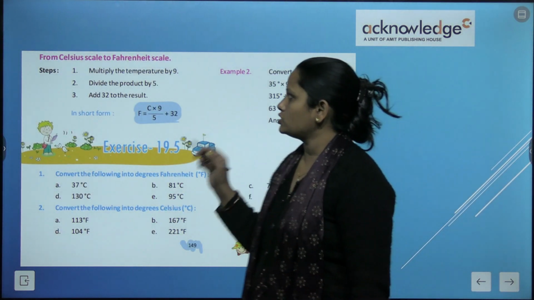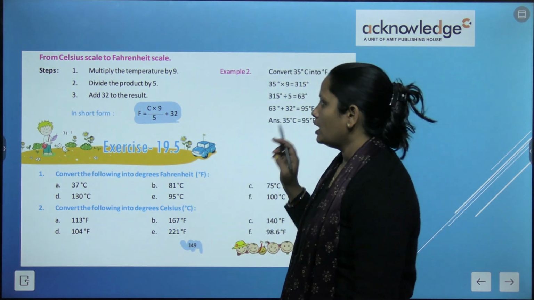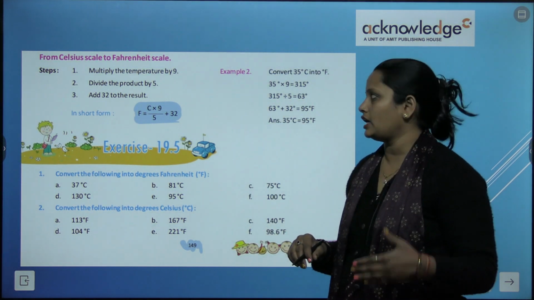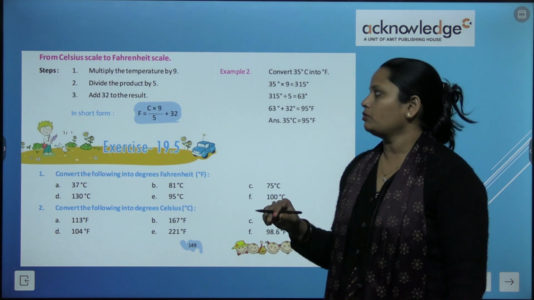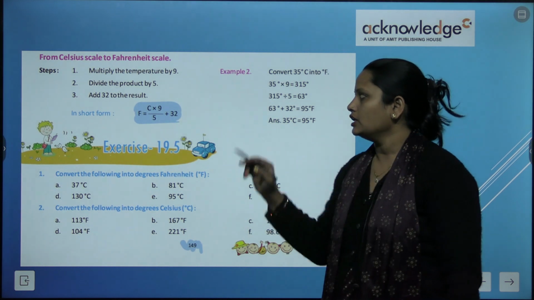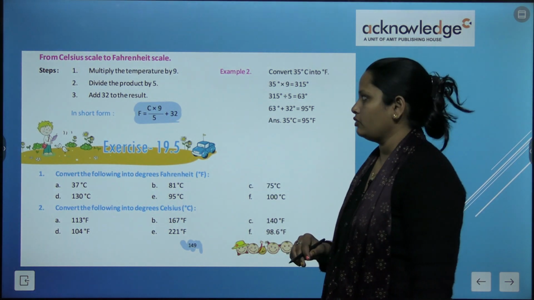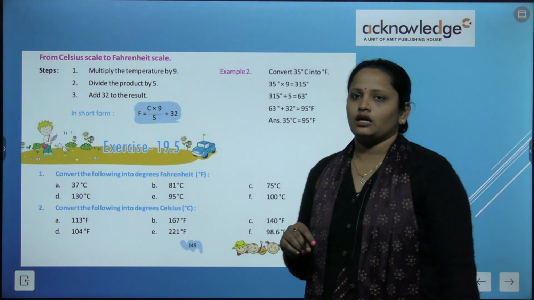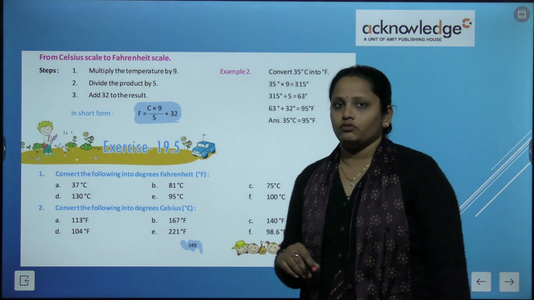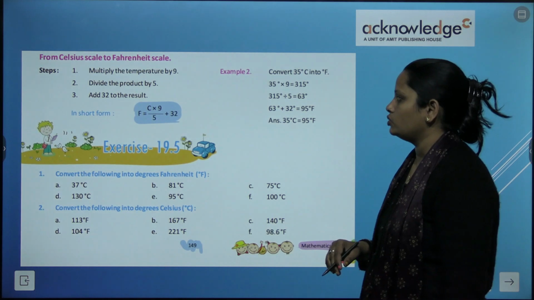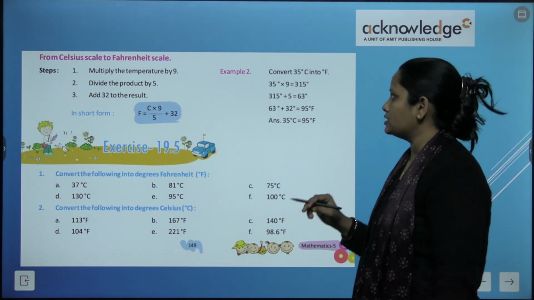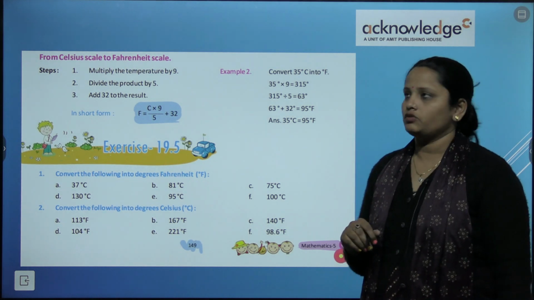From Celsius to Fahrenheit scale. Now we have to measure the Fahrenheit scale from Celsius, we have to convert it, so what will we do? First we will multiply the temperature by 9 and then we will divide the product by 5, and we have to add 32 to it. Now 35 degrees Celsius is given. Now what do we have to do? Convert it into Fahrenheit.